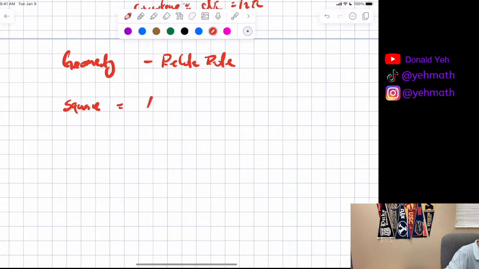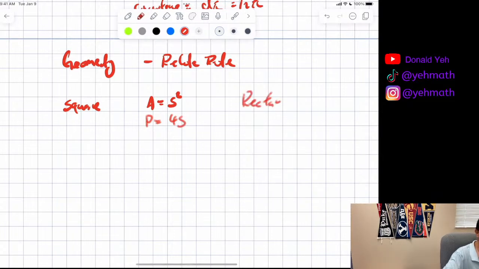What is the area of a square? No, they are the same length. That's s squared. Okay. What is the perimeter of a square? 4s. Thank you. That's a square. Simple. Rectangle, right? Simple shapes. The area is what? Length times width. Very important. And the perimeter is what? 2L plus 2W.